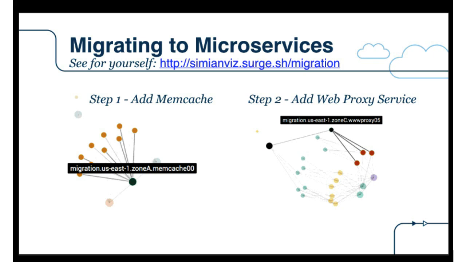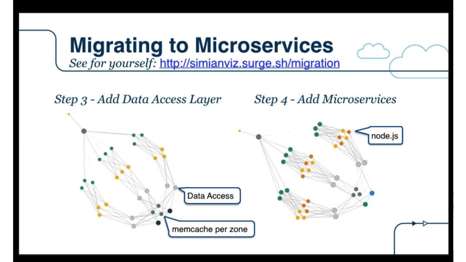Looking at the next one, I've added a web proxy between the load balancer and the PHP code or whatever I had. So this is the first step if you're trying to migrate from a monolith to a microservices environment. You put in an API proxy in front of whatever you'd built, and initially it's just a pass-through.